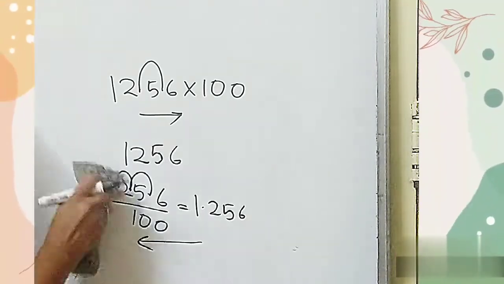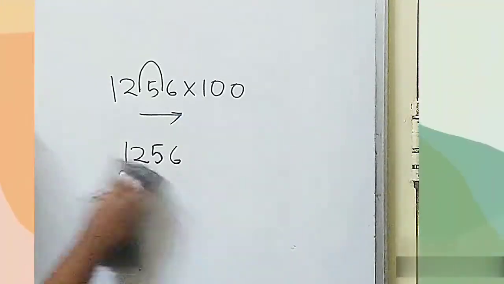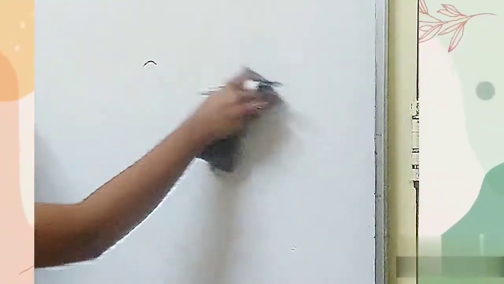Only simple thing. I write the rule first. If you follow that rule, you will be simply learning it. Now how will we do it?